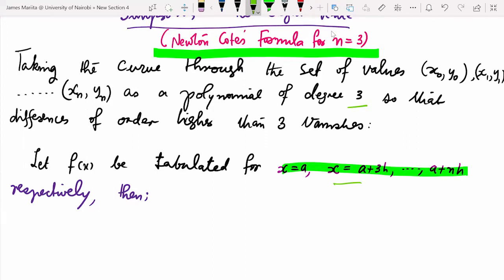So suppose we have the function f of x. So we have it for x equals a, and we have x equals a plus 3h and so on, up to x equals a plus nh.